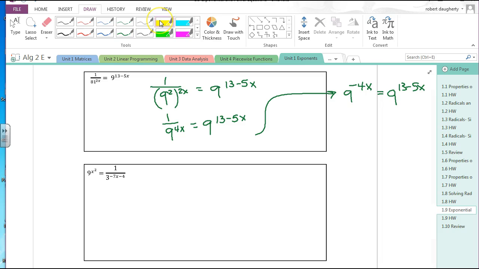Now do I have the same number on both sides raised to a power? Yeah, those exponents have to be equal now. So negative 4x has to equal 13 minus 5x. If you add 5x to both sides, you get x equal what? How about 13? Okay, yes.